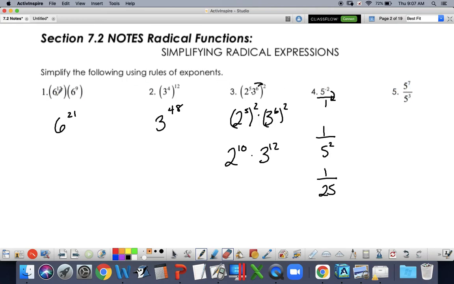Our fifth example is I'm dividing two expressions that have the same base. Over here I was multiplying, over here I'm dividing. So what I do is I keep the base, and instead of adding, I subtract. So I get 5 to the 4th power.